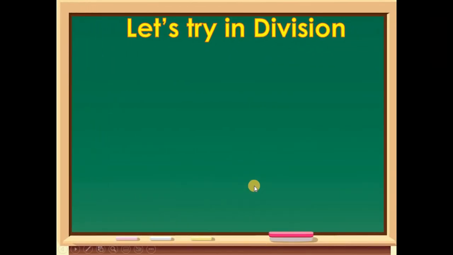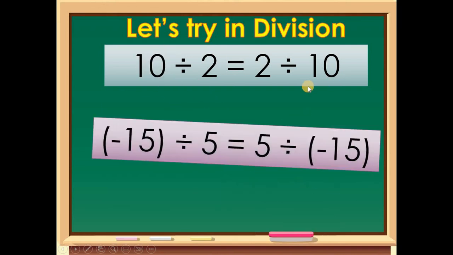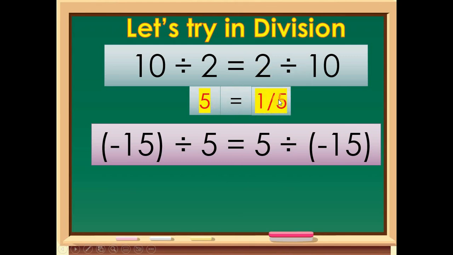So, let us also try division. Tingnan nga natin. 10 divided by 2. Binaliktad natin yung order nila, no? Dito naman, naging 2 divided by 10. Dito naman, negative 15 divided by 5 equals 5 divided by negative 15. Tama yung ginawa nating proseso, pero tignan natin kung ano yung quotient nila. 10 divided by 2 is 5, while this one, 2 divided by 10 is 1/5. So hindi equal.